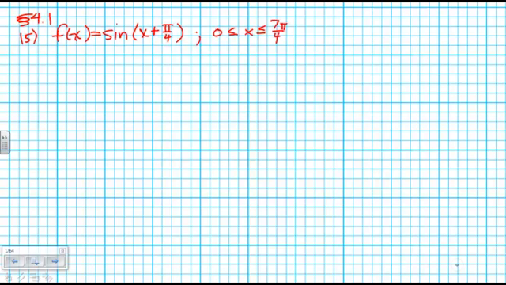Let's take a look at this problem, try to find its extrema. Let's start by taking the derivative. F prime of x is equal to cosine of x plus pi over 4. And is there a chain rule here? There is, but the chain rule is 1, so I'm not even going to write it.